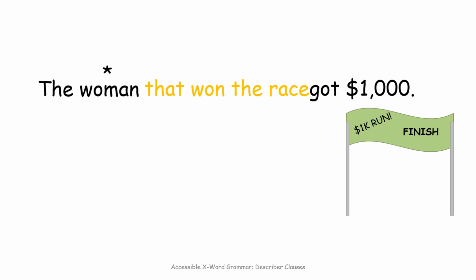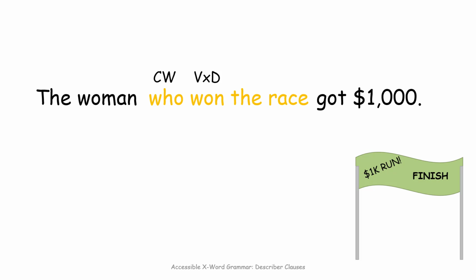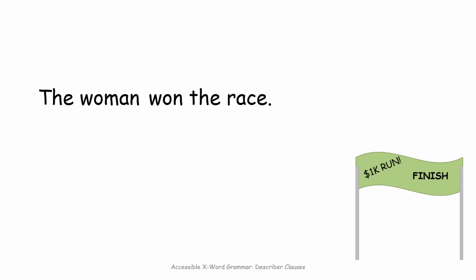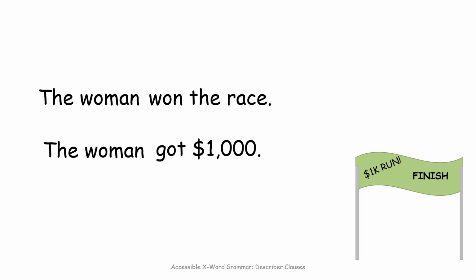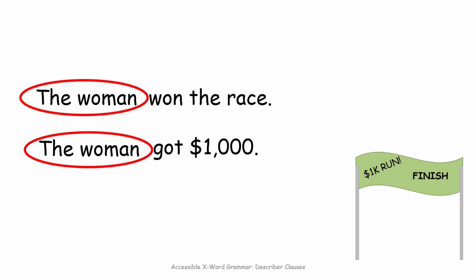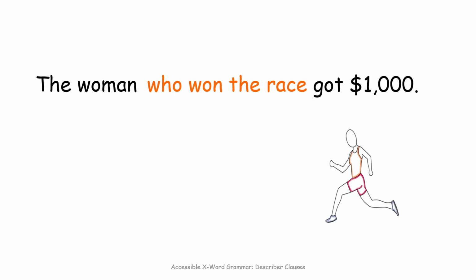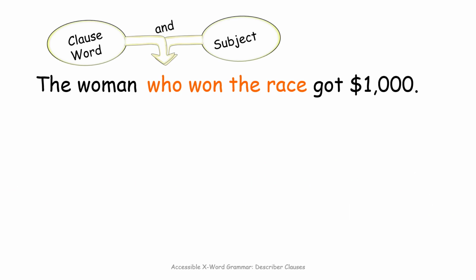Did you notice that the subject in the describer clause is missing? We have the clause word who and the verb, but no subject. The woman won the race. The woman got $1,000. The subjects are the same. The clause word is doing two jobs, clause word and subject of the clause. You can see that the sentence, "The woman won the race," has been embedded in the other sentence.